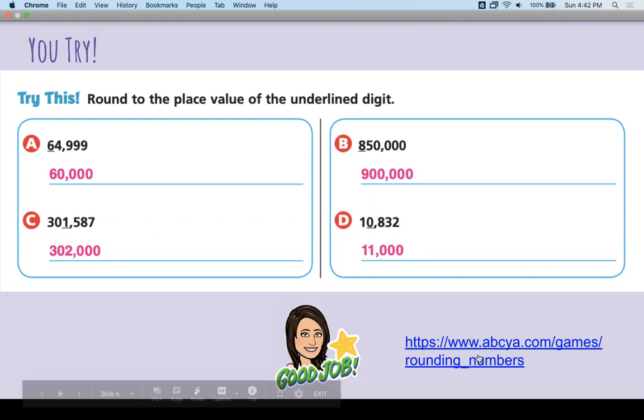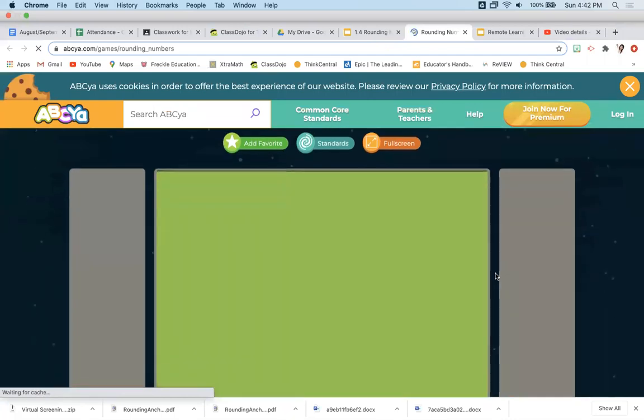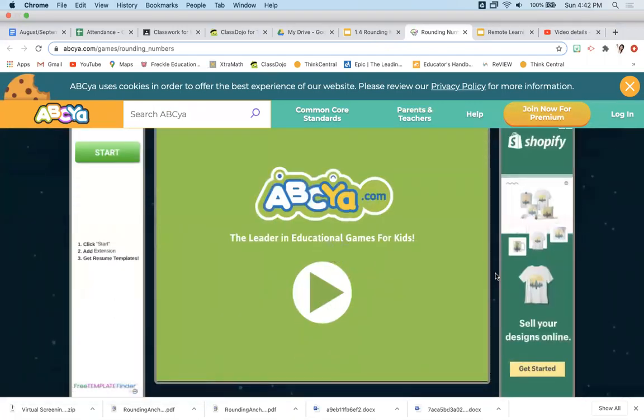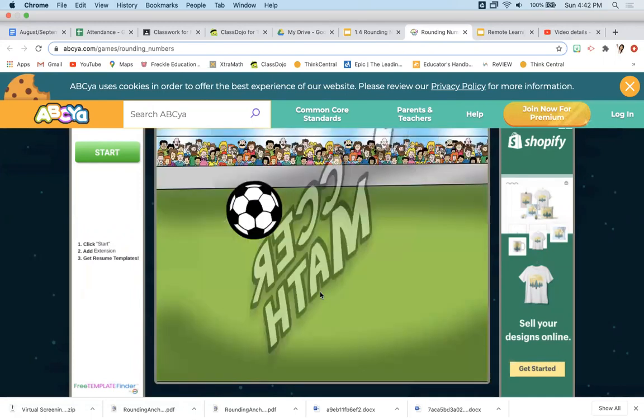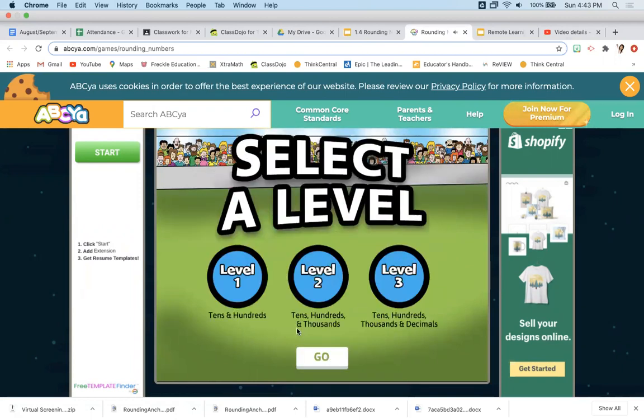Now I'm going to see if hopefully this game will load. It's another, yes, a rounding game. And again, this link is in this slide, so if you want to play this game later, just go in the slides and you can click on this link. And this is called Soccer Math. We'll just play one round.